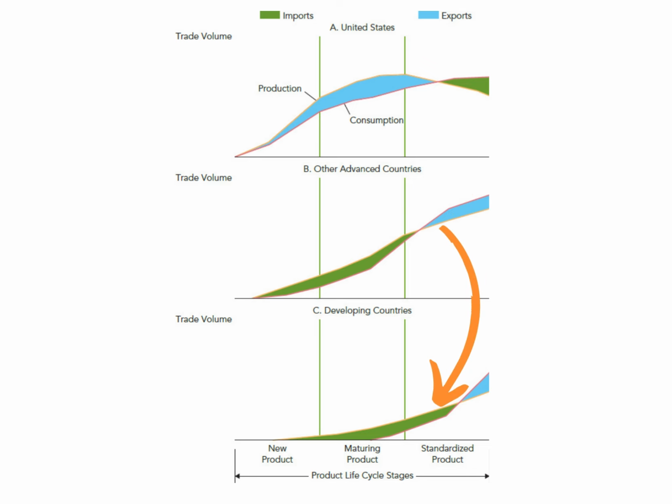Similarly, other developed countries will initially import the product from the US. Then, as the product becomes more familiar, they start producing it themselves and eventually begin exporting it. Finally, developing countries, which initially only import the product, become the primary manufacturers in the later stage when the product is standardized and production costs are lower there.